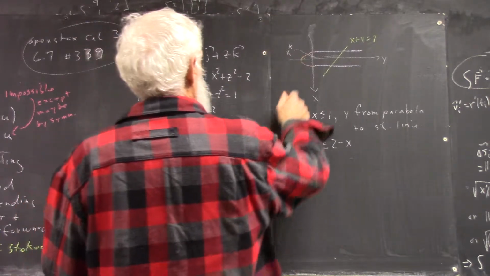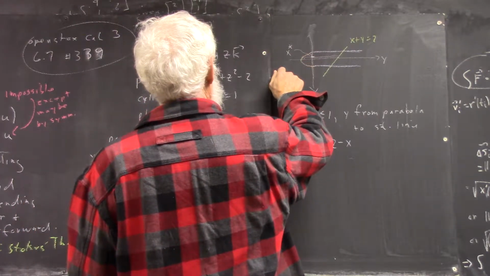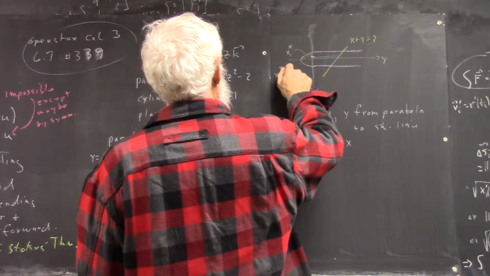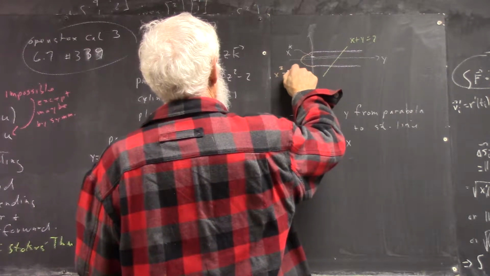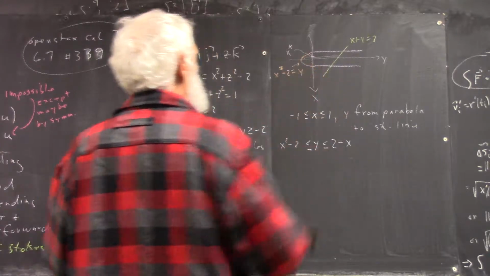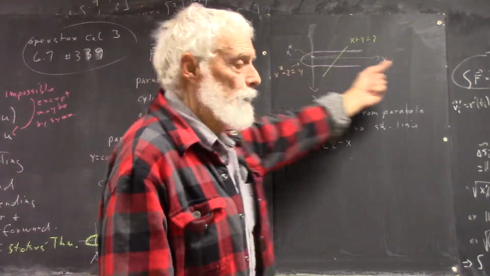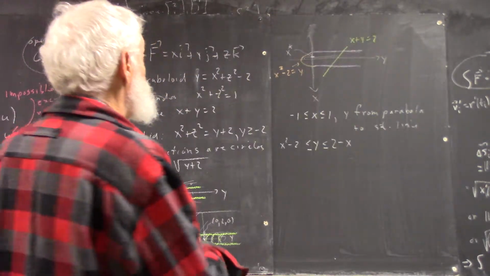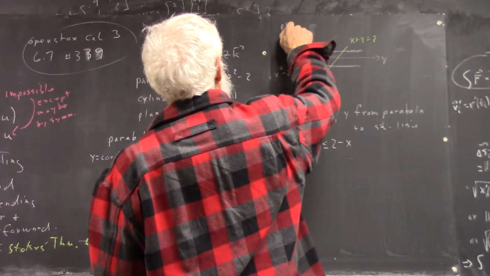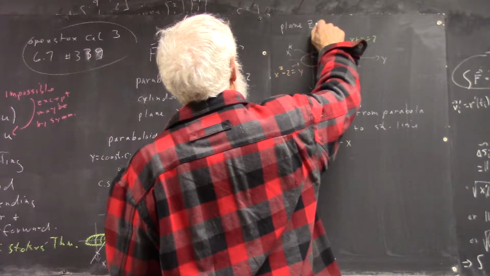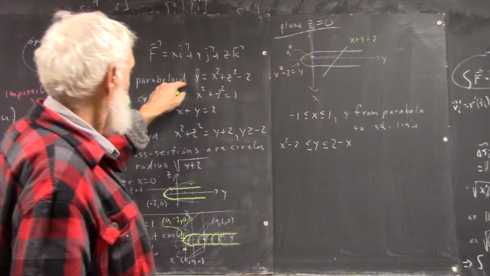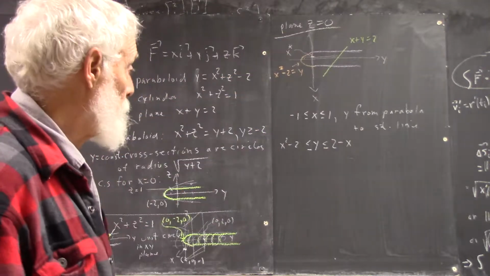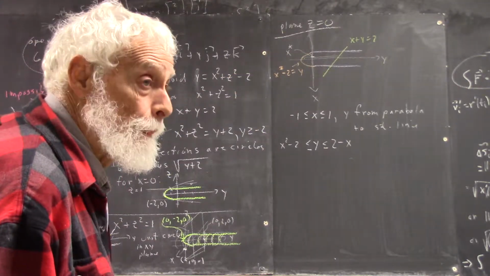And x squared minus 2 equals y here, because now this is in the plane z equals 0, right? Since it's the plane z equals 0, then our y equals, well, this becomes this. I have to explain that. Okay?